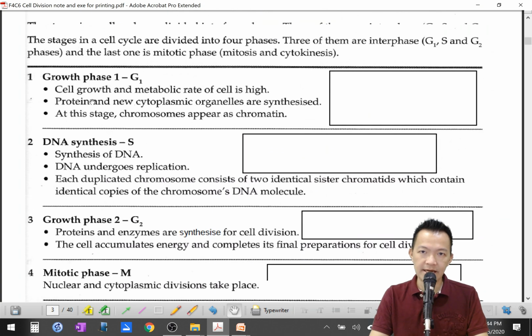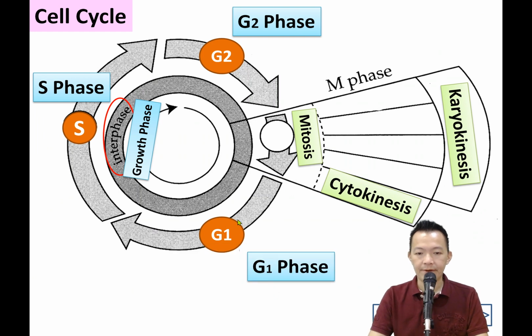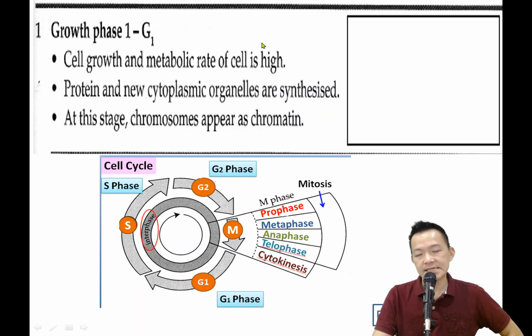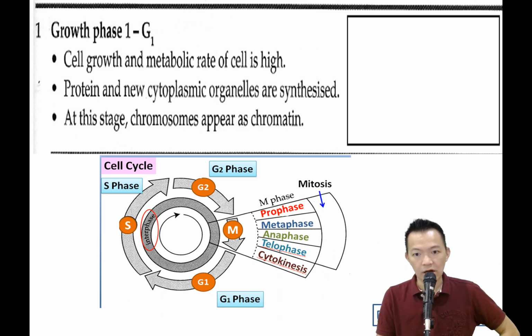Okay. Next, so what's meant by G1? Growth phase 1, G1. 慢慢读. Cell growth and metabolic rate of the cell is high. 细胞正在成长 and the metabolic rate of the cell is high. 新陈代谢非常快. Protein and new cytoplasmic organelles are synthesized. They start to make protein, or they're making the cytoplasmic organelles. 它正在制造细胞里面的细胞器. Or this is a new cell, 新的细胞.